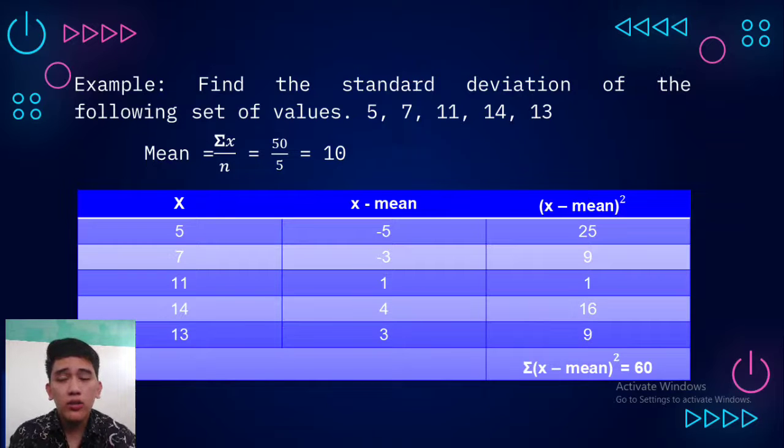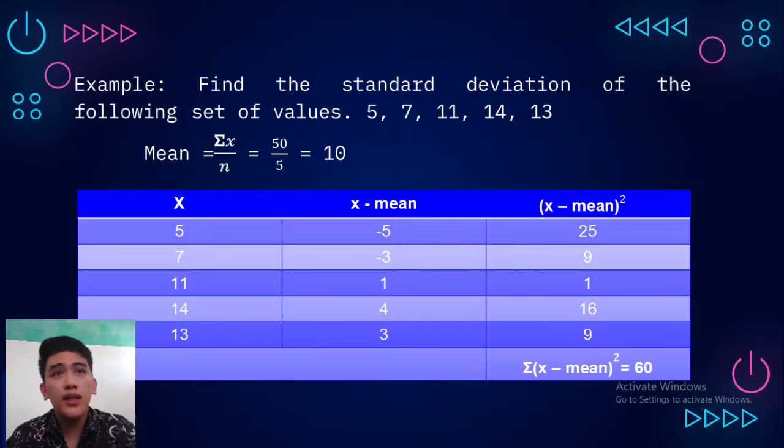Okay, kukuhanin muna natin ang summation of x, yung total ng ating set of values, yung 5 plus 7 plus 11 plus 14 and plus 13. The answer is 50. Then divide it by the total number of the set of values. It is 5. Okay, 50 divided by 5 is equal to 10. Okay, our mean score is 10. Then, let's proceed to the table.